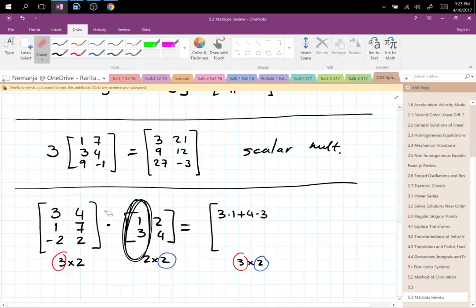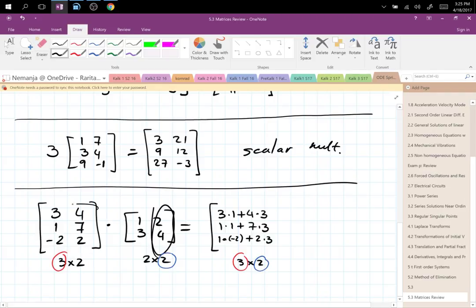And then you move 1 row down. So that will be 1 times plus 7 times 3. And then go 1 more row down. It will be 1 times -2 plus 2 times 3. So those are all the first, and now you move to the second.